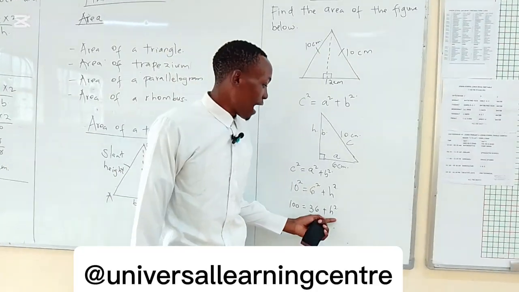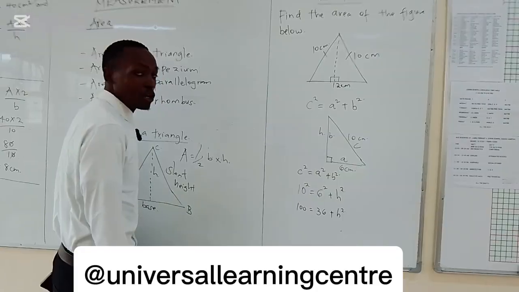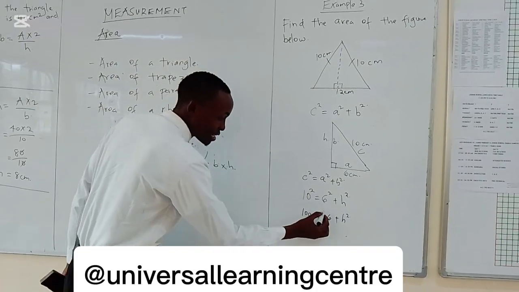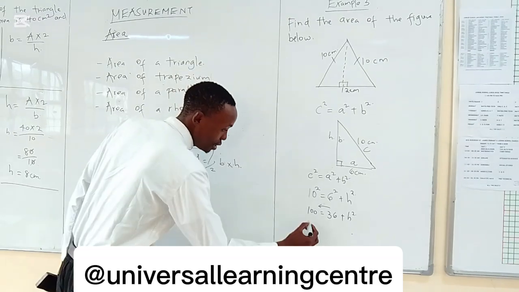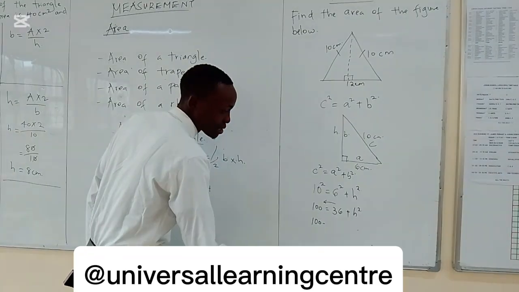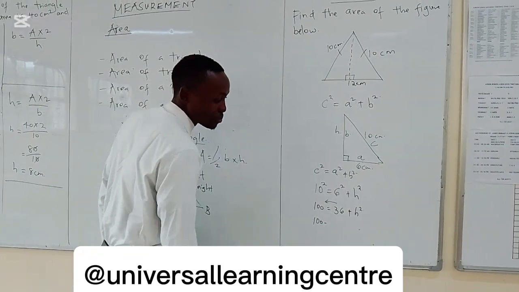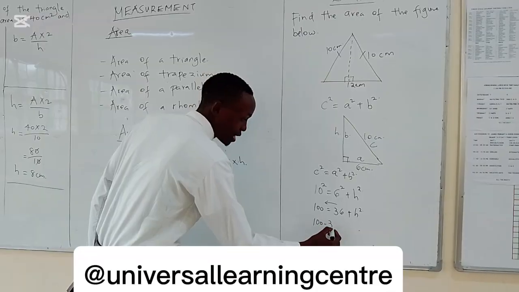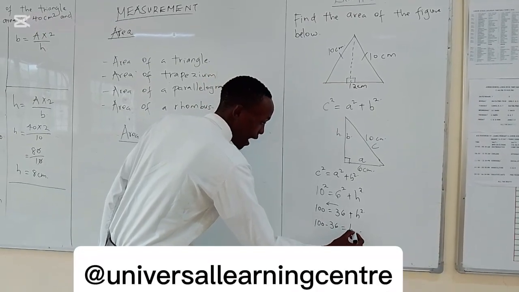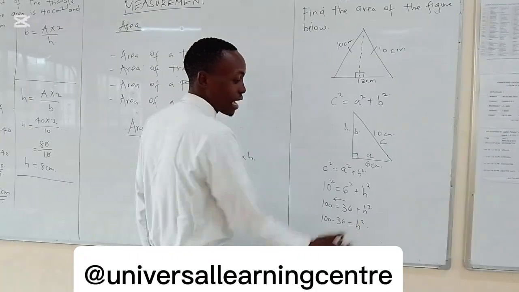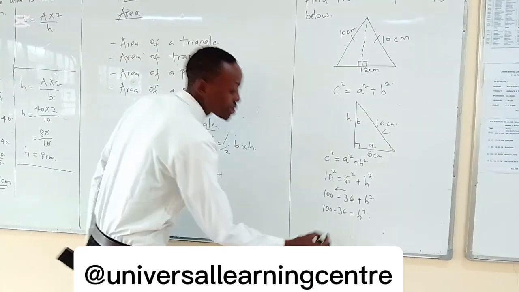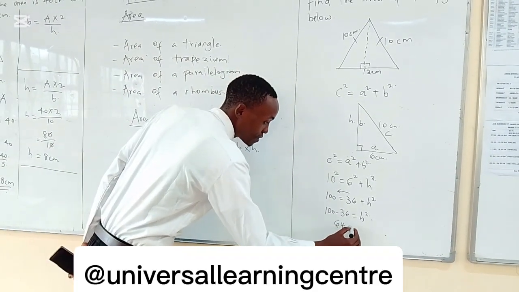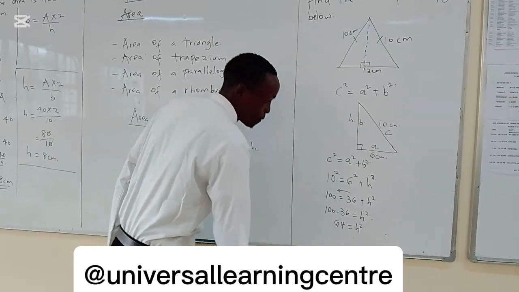Now, we want to remain with height squared. We are going to collect the like terms. So you take 36 to the other side. When 36 crosses the equal sign, it will be 100 to subtract, because the sign for 36 is positive, we are going to subtract 36 is equal to height squared. Don't forget to write height squared. Then when you subtract 100 minus 36, you get 64. So 64 is the same as height squared.